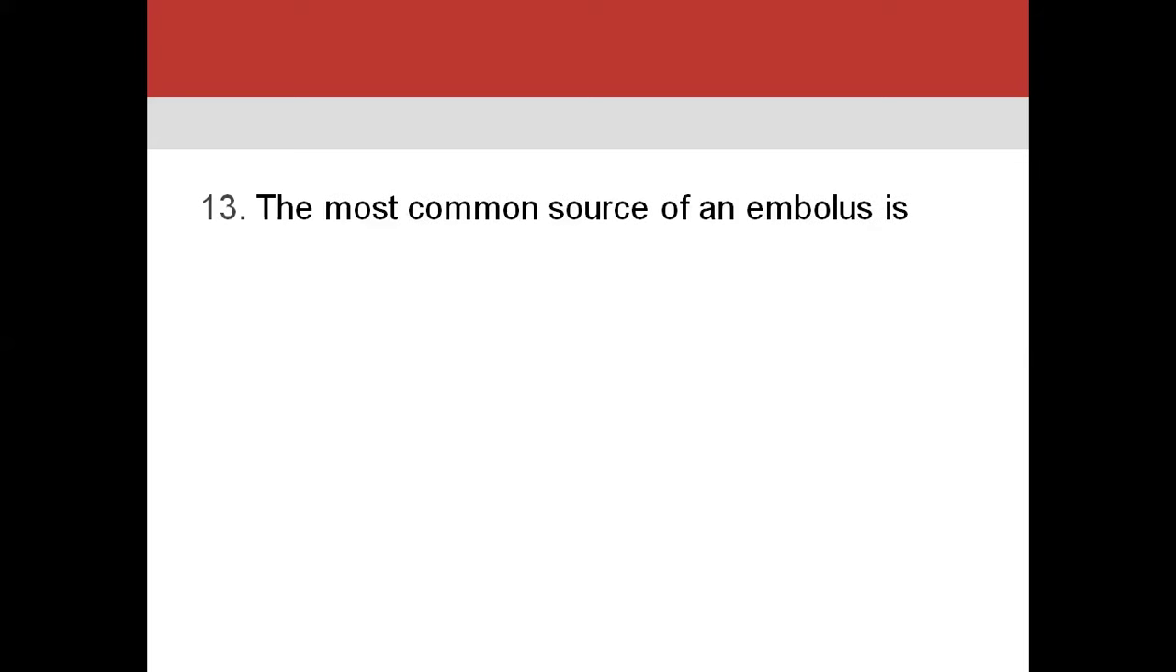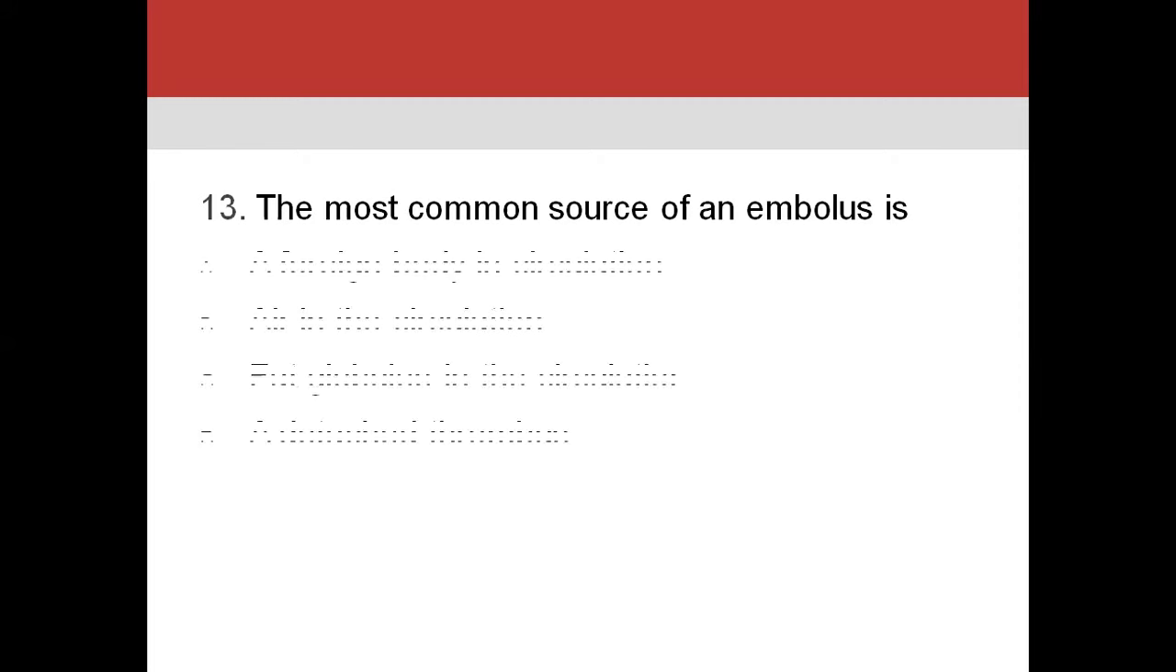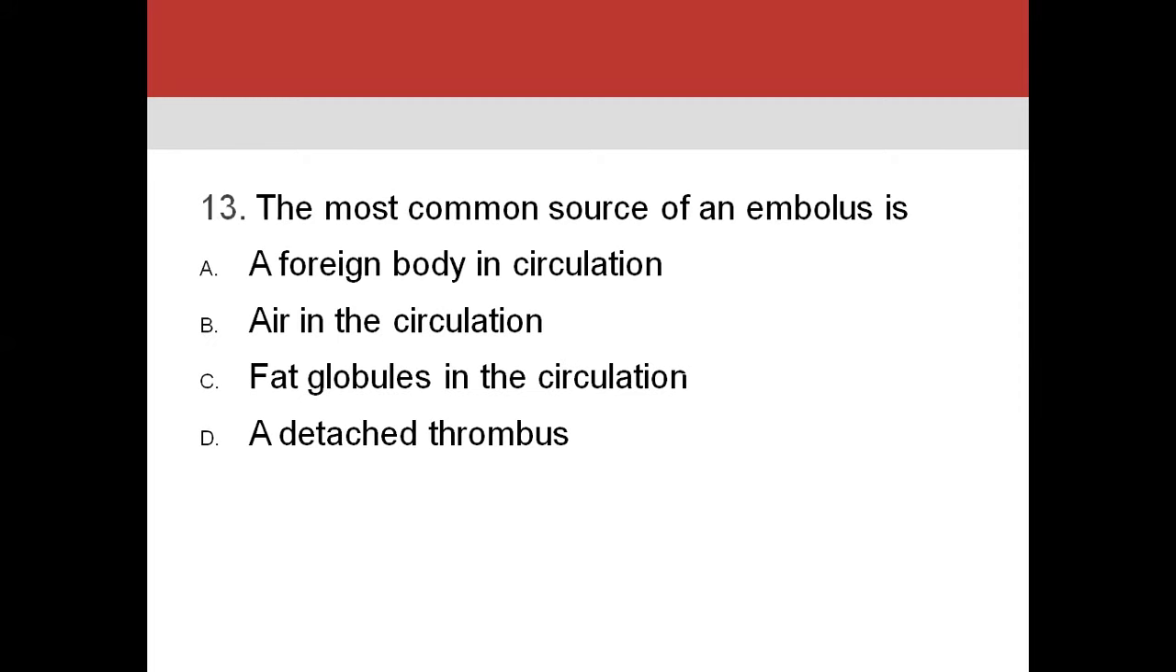Next question, the most common source of an embolus is. Option A, foreign body in the circulation. Option B, air in the circulation. Option C, fat globules in the circulation. Option D, detached thrombus. Here the right answer is option D, detached thrombus.